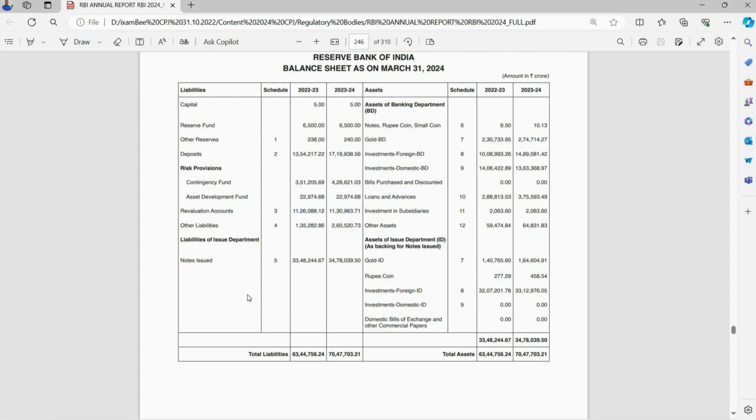Now, if you have to say how much that 5 crore has become over the years, will you say that the 5 crore of capital has become 6,500 crore, the reserve fund, or will you say, including all the assets of the bank, it has become 70 lakh crore, 47,703? The answer depends on how you interpret this.